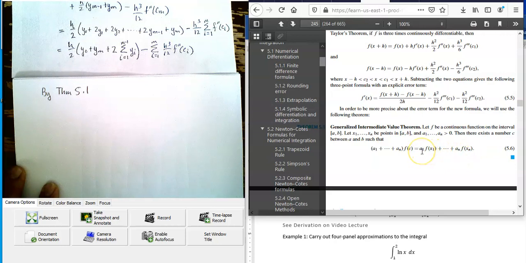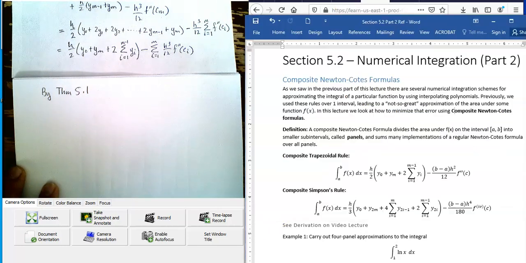As long as the conditions are met, that is, f is continuous on a to b, and these a's are positive, then we can actually rewrite that as the sum of all the a terms times the function evaluated at some c, where c is a number between x1 and xn, okay? So we can actually utilize that formula here. Here's why.